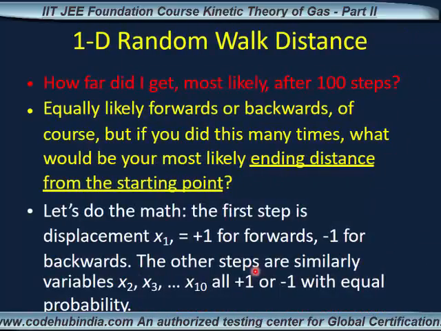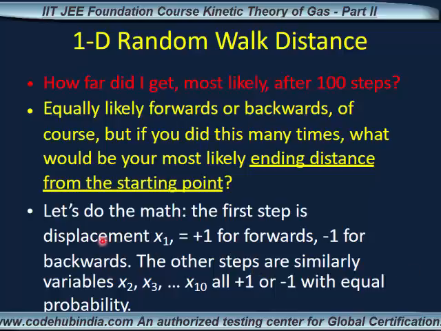So, one-dimensional random walk distance, what is that? Most likely after 100 steps, what do we get? Equally likely forward and backward, of course, many times. What we have is the most likely distance from the starting point, where you were. Now the probability of the head for the point is 50%.